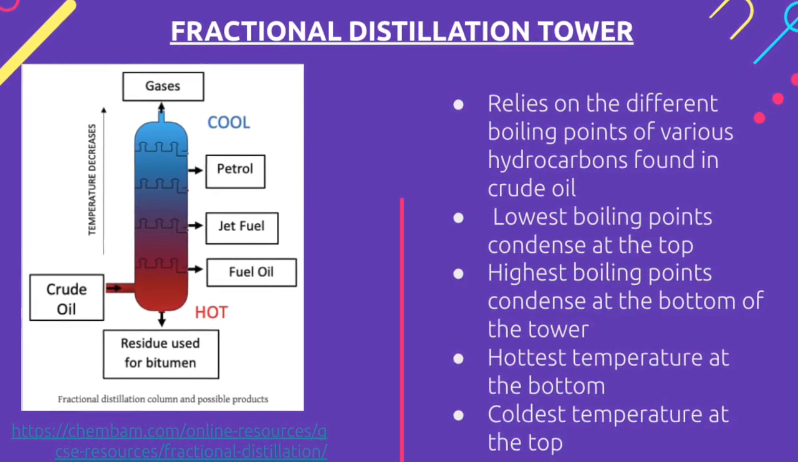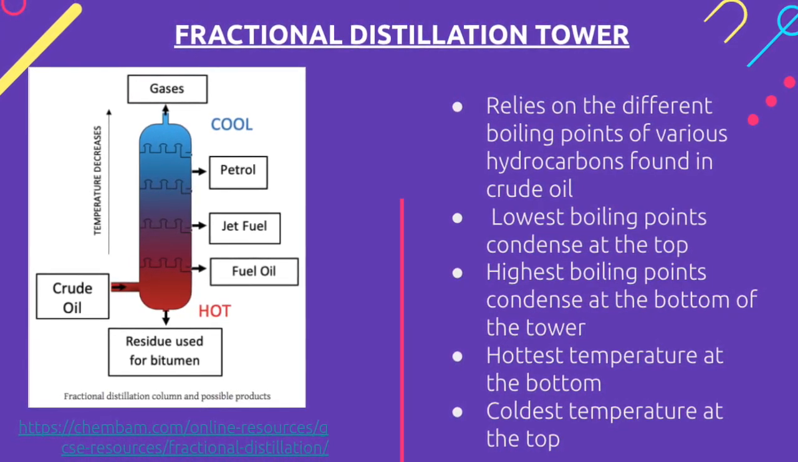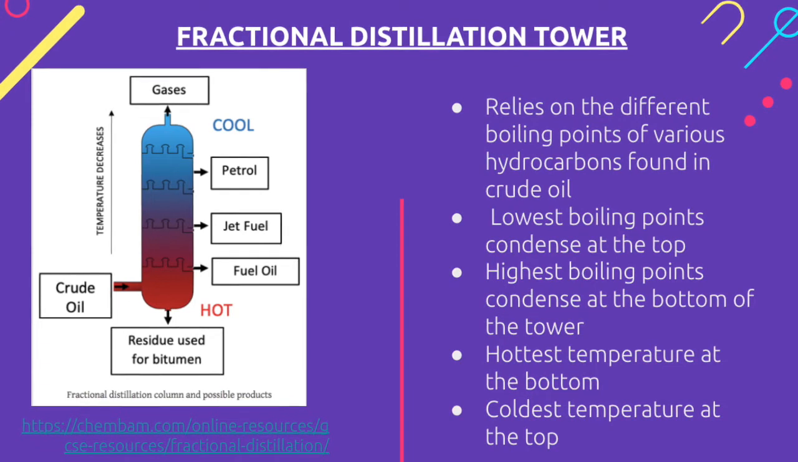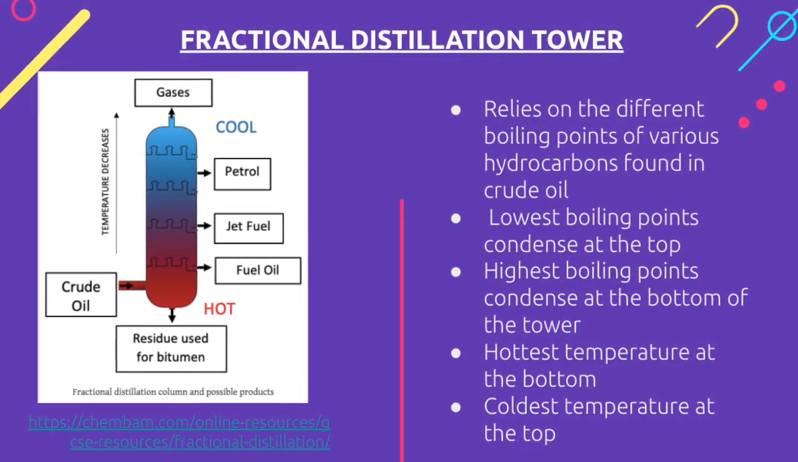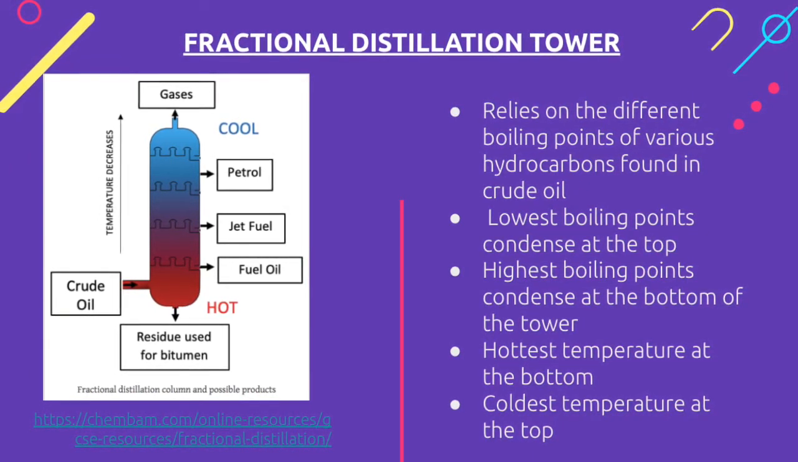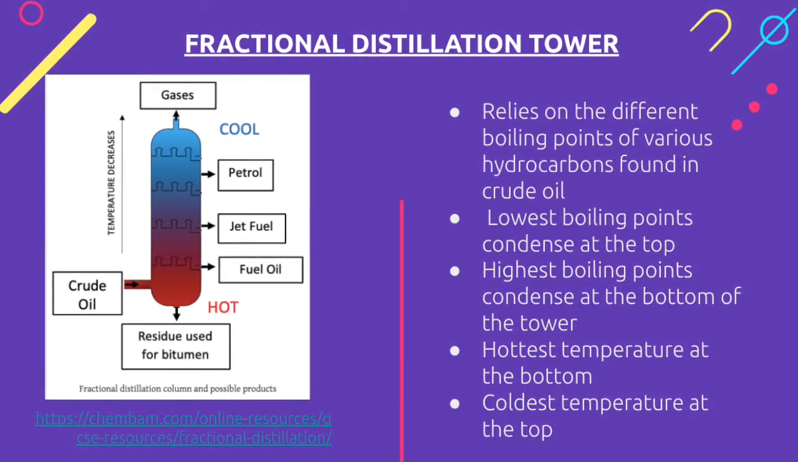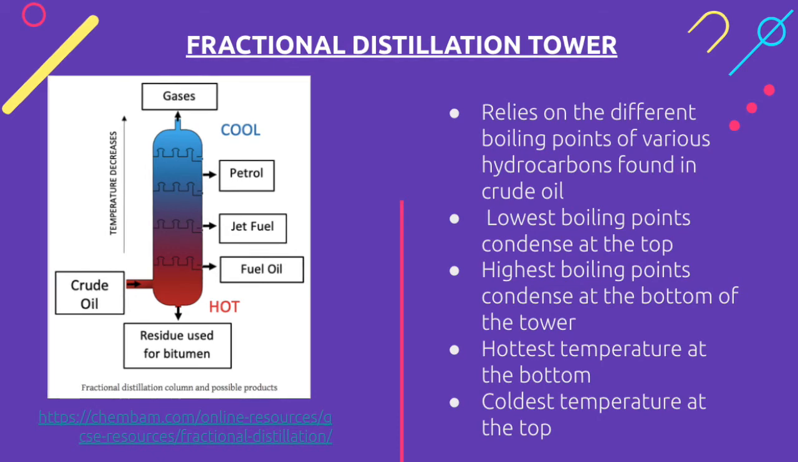So if we look at the slide in the photo that I provided, it shows the distillation tower. This tower relies on different boiling points of various hydrocarbons found in crude oil. Here, the lowest boiling points condense at the top of the tower, where the temperature is the coolest, and the highest boiling points condense at the bottom, where the temperature is the hottest.